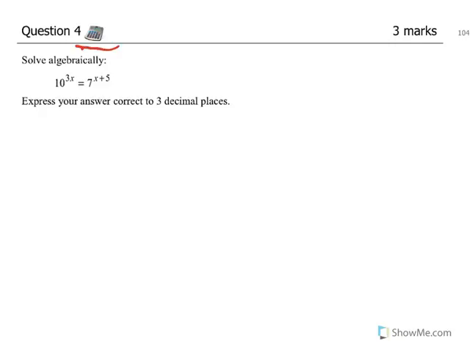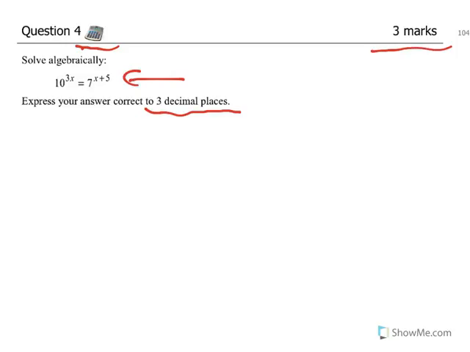Question 4 is another calculator question, another 3-mark question. Solve algebraically and correct to 3 decimal places. Important to note the 3 decimal places because they love to take off a half mark or a mark here or there if you don't follow those directions. We should quickly see what to do here.